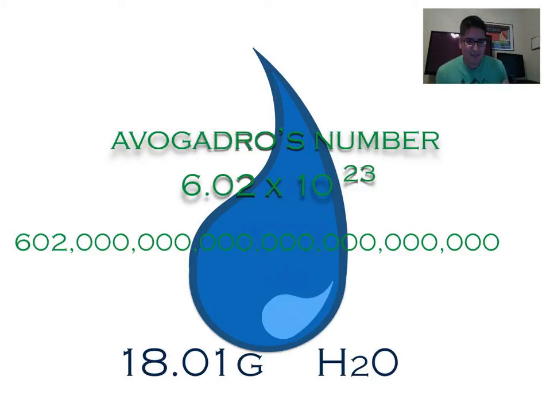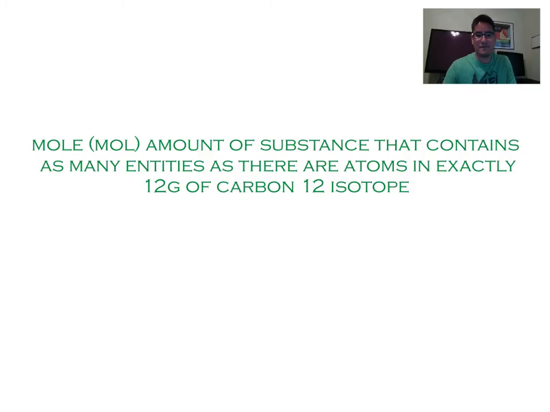Just to give you an example, 18.01 grams of water has 602 sextillion H2O molecules in it, or 6.02 times 10 to the 23rd power, or a mole. So 18.01 grams of H2O is basically a mole of water molecules. So there's that many H2O molecules in 18 grams of water.